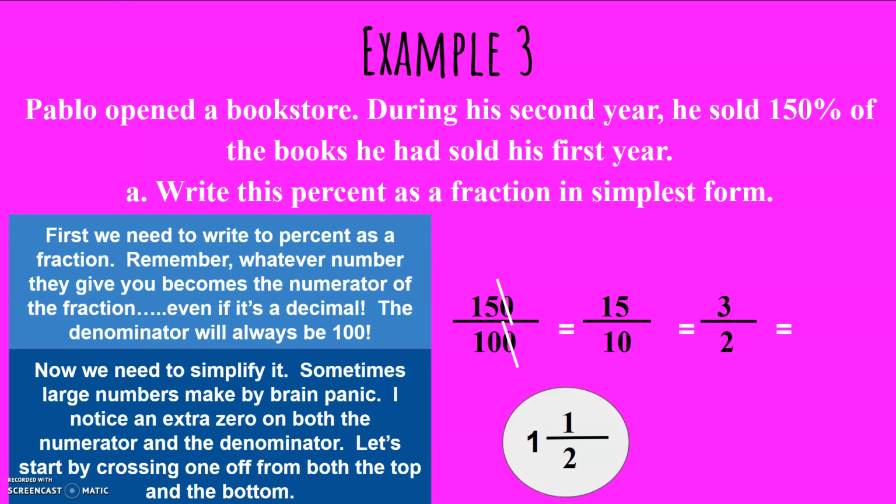3/2 is the same as 1.5. So for every 1 book he sold last year, he sold 1.5 this year, which is a lot easier if we go every 2 books he sold last year, he sold 3 this year.